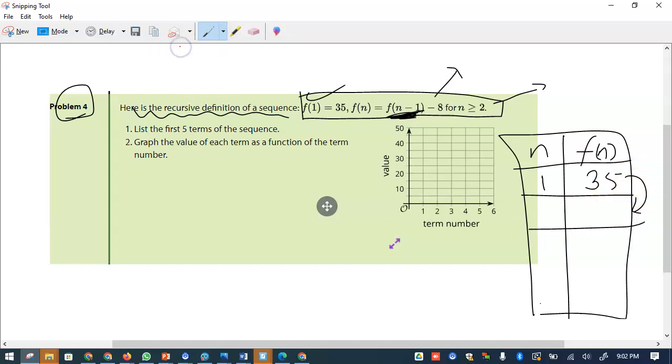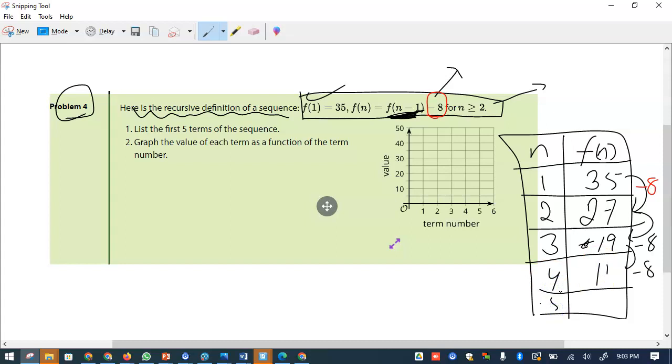either added or subtracted, or maybe multiplied. In this case, you can see you take off 8. So if you take off 8 from 35, what is left is 27. So the second term is 27. Likewise, you take off another 8, and that will be 19, and take another 8, and you get 11.